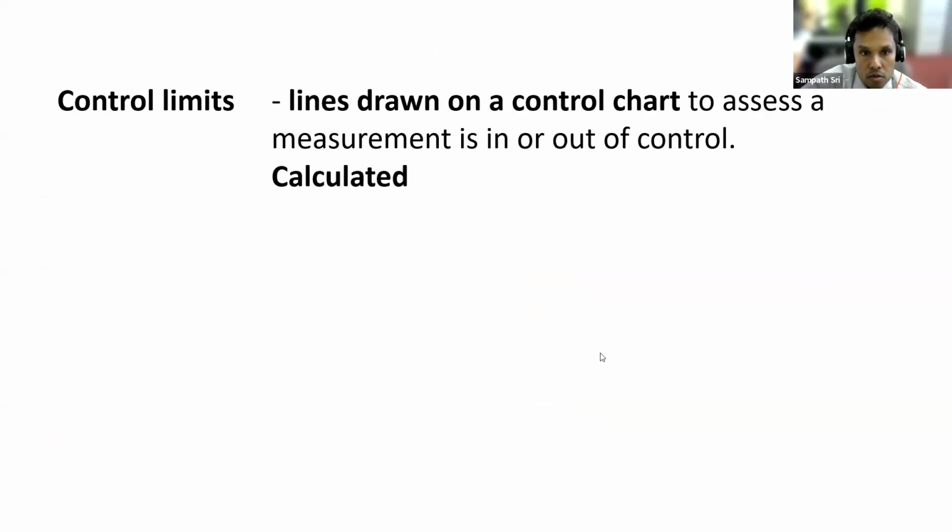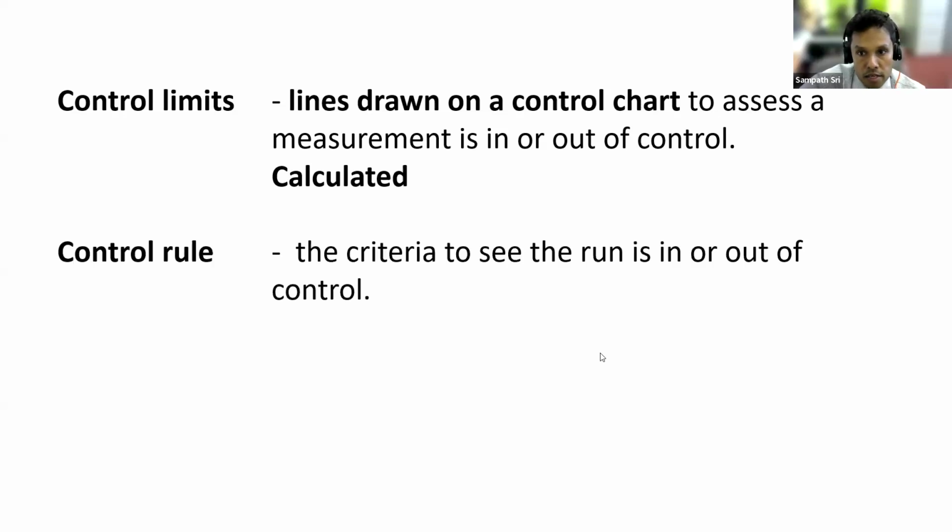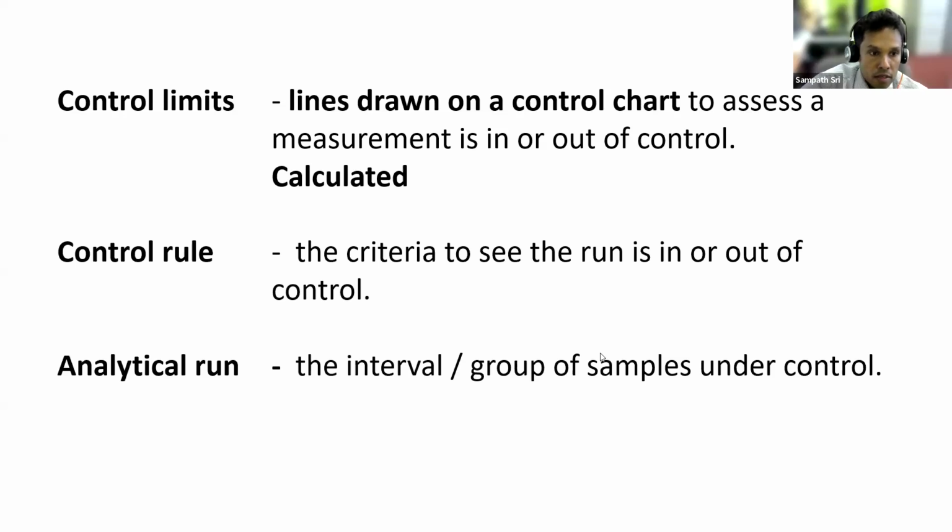We need to have a control limit when we are dealing with these Levey-Jennings charts. Control limits are the lines drawn on the control chart, and these are calculated. Then the control rule means the criteria to see whether a run is in or out of control. And the analytical run means the individual or group of samples that we use to control.